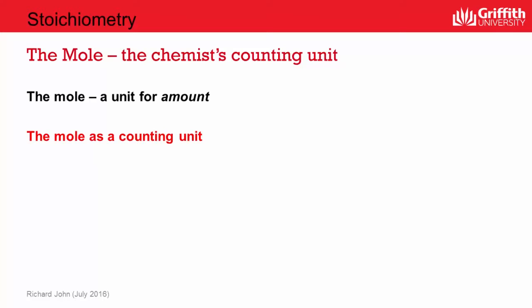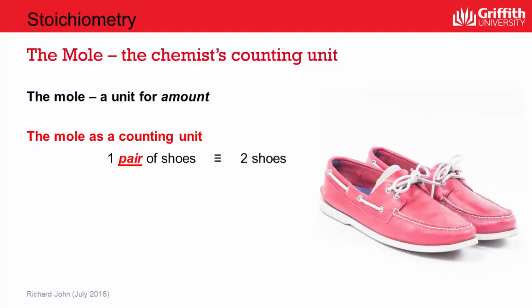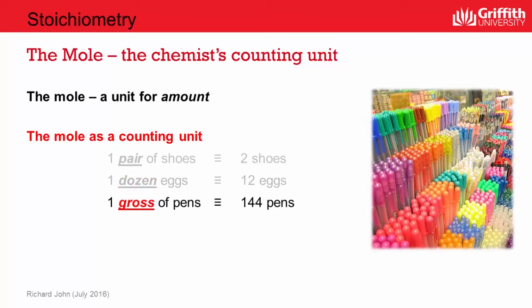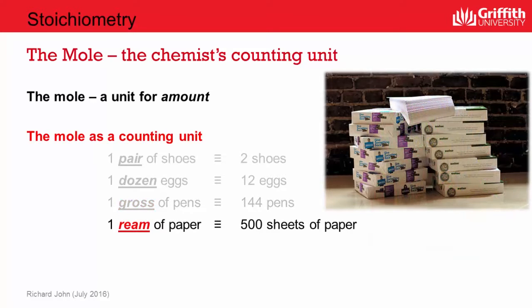Now, the mole is simply a counting unit, and students of chemistry often get confused simply because it's a large number. But the concept of counting units you are already very familiar with. For example, you know the counting unit of a pair. You know that 1 pair of anything, for example 1 pair of shoes, is equivalent to 2 shoes. You also know that 1 dozen eggs is equivalent to 12 eggs. And you know that 1 gross of pens is equal to 144 pens. And 1 ream of paper is equal to 500 sheets of paper.